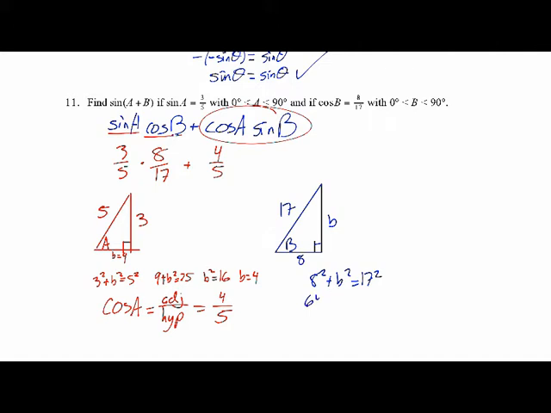8 squared is 64, plus b squared, which we still don't know, equals 17 squared, which is 289. To solve for b, subtract 64 on both sides. We get b squared equals 225. To figure out our b value, we'll take the square root of both sides. We end up with b equals 15. So adding that to our triangle, to find the sine of angle B, that last piece we're missing, sine of angle B is equal to the side opposite B, so 15 over the hypotenuse, 17. So 15 over 17.